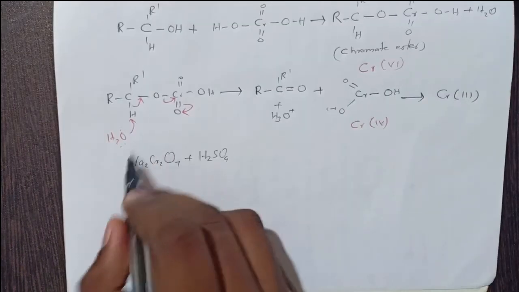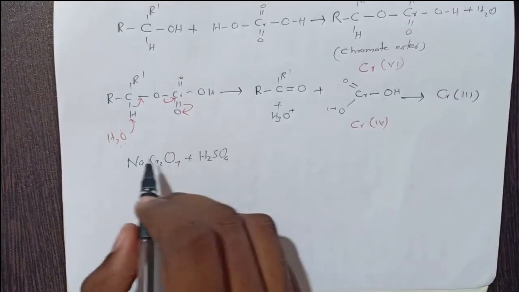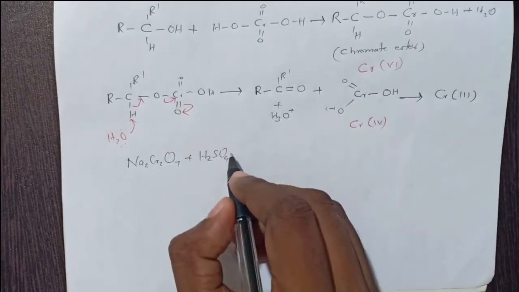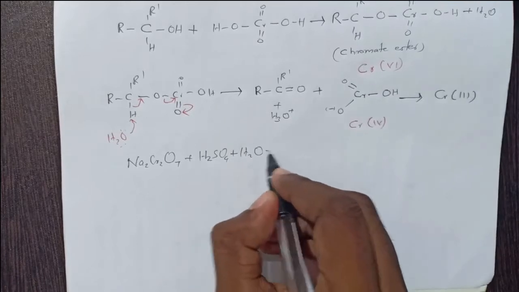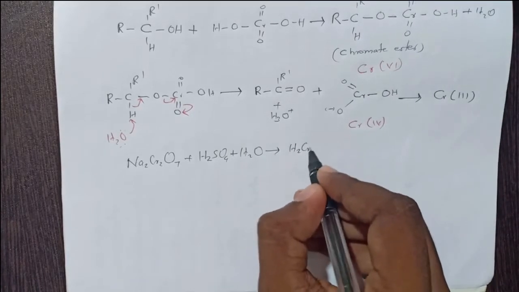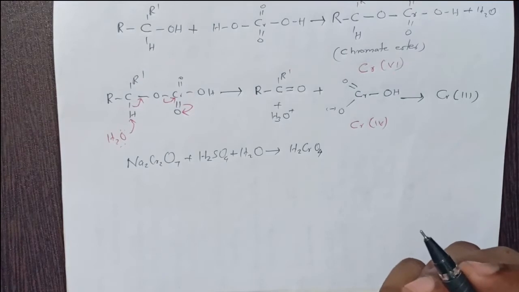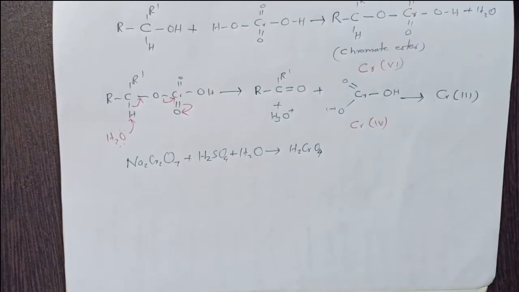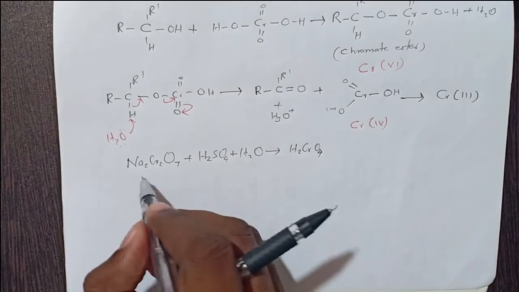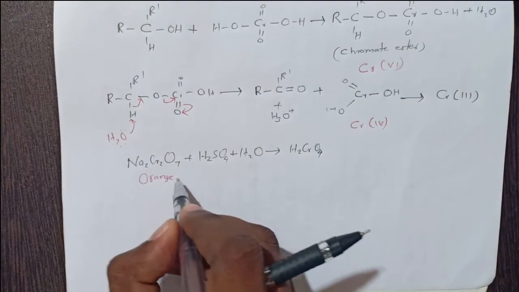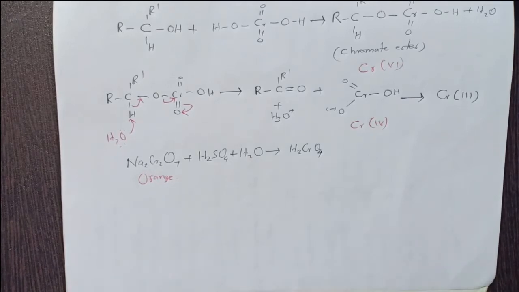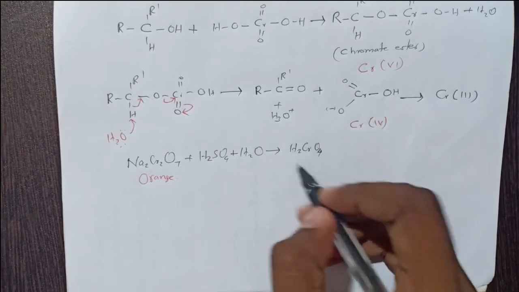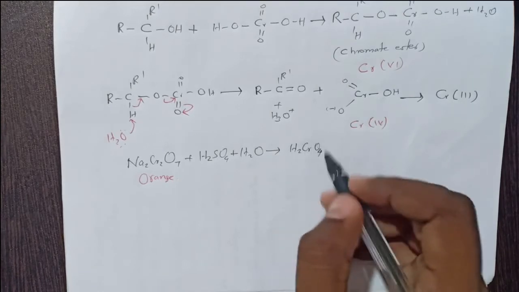The reagent used for the formation of the chromic acid is Na2Cr2O7 and sulfuric acid in the presence of water. It forms the chromic acid, that is H2CrO4. Here one important thing you must note is that this is orange in color, and these are colorless.